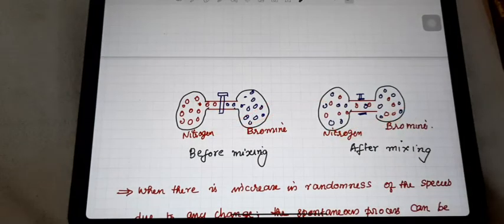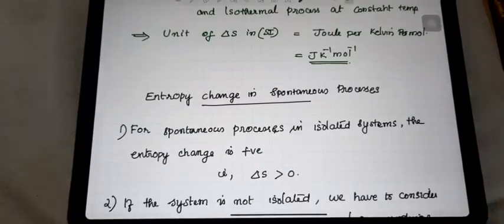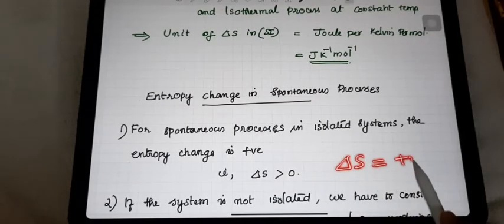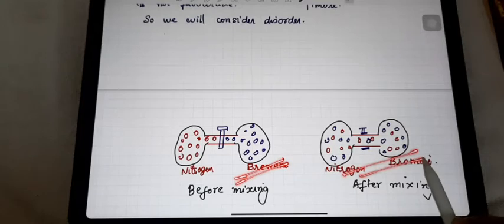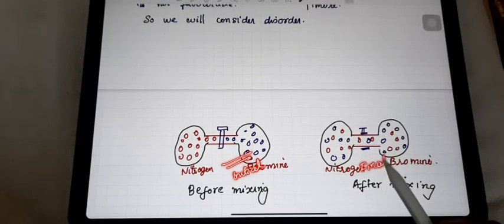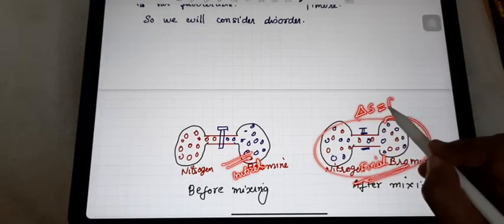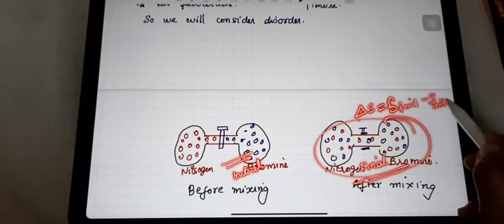So in such an isolated system, for the spontaneous process, we are saying that the entropy change is a positive value. Why are we saying that? Come back to the same example. This is before mixing and this is after mixing. You know that here the disorder is less, that is the initial state, right? This is the final state, where the disorder is more. So what did we study? Delta S is equal to S final state minus S initial state, right?